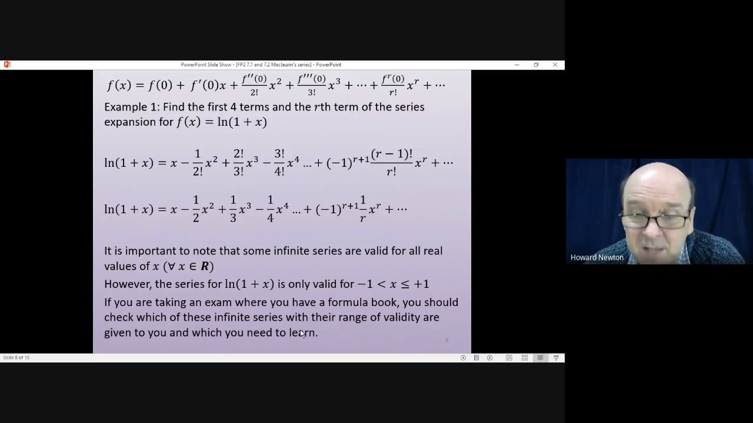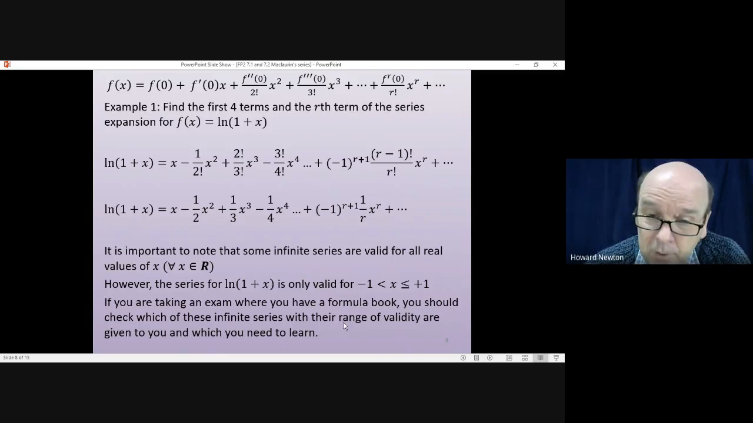Now, if you're taking an exam where you're given a formula book in the exam, you should check which of these infinite series with their range of validity are given to you in the formula book, and which, if any, you need to learn yourself.